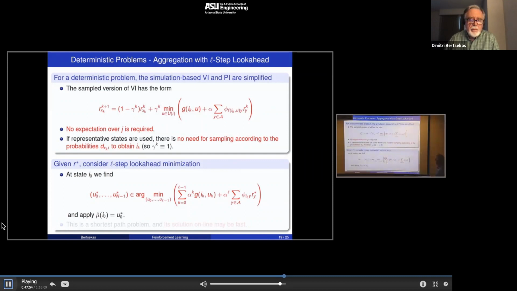If the problem is deterministic, there's no expectation here. So this becomes a shortest path problem involving an acyclic graph, and its solution online may be very fast. So deterministic problems lend themselves to multi-step lookahead.